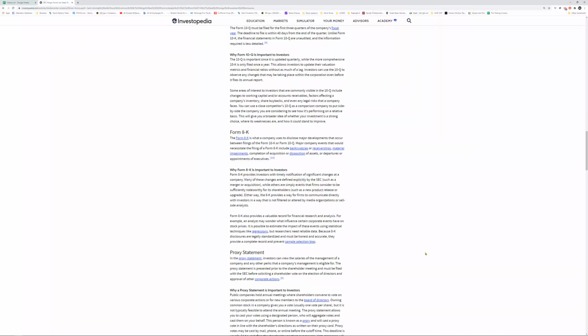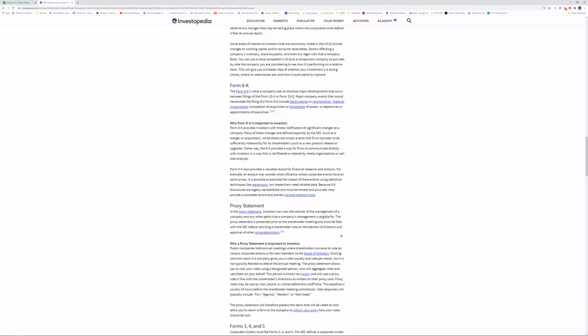Now, these proxy statements, investors can view salaries and management perks, et cetera.